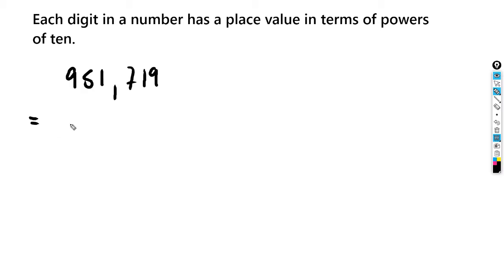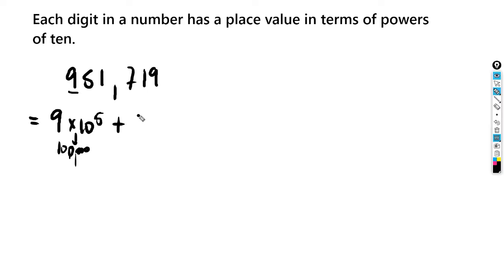So the 9 is really just a place value in terms of the power of 10. This is really just 9 times 10 to the, what? This would be 1, 2, 3, 4, 5. 9 times 10 to the 5, and this would be 100,000. So it's 900,000 there.